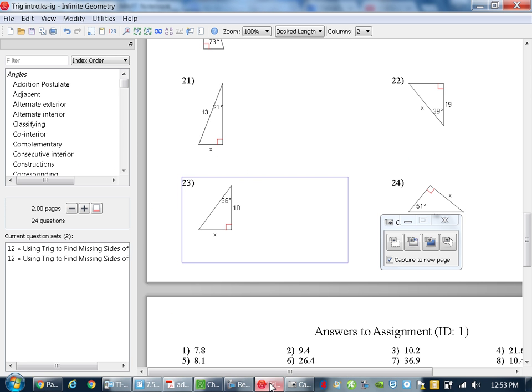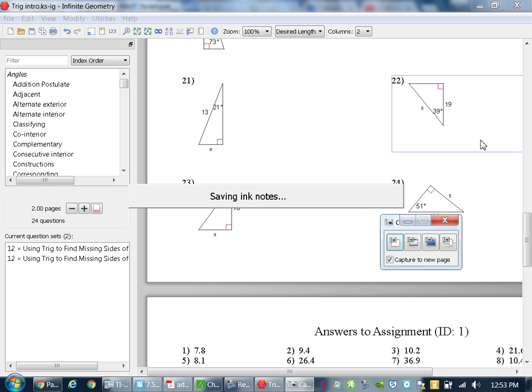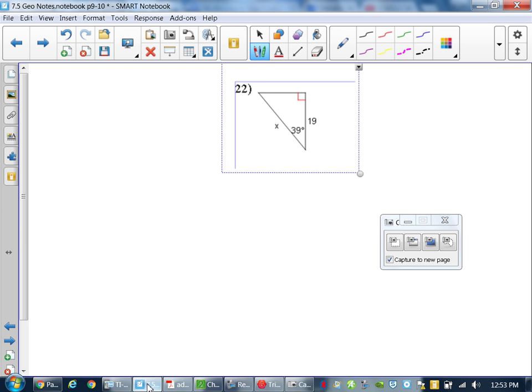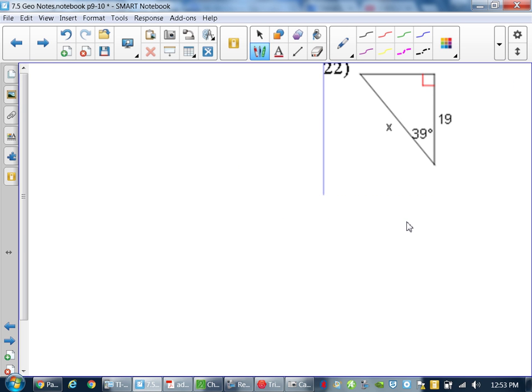The other case is when you have the variable in the denominator, like on 22. I'm guessing with 22, you guys all told me this was going to be a cosine problem. So you had the cosine of 39 is 19 over x. Okay. That's what we wrote out before.